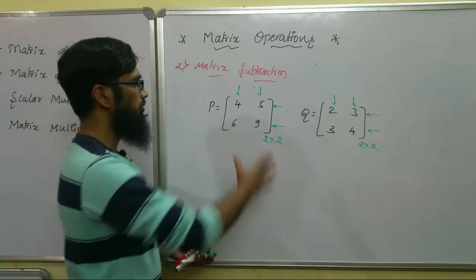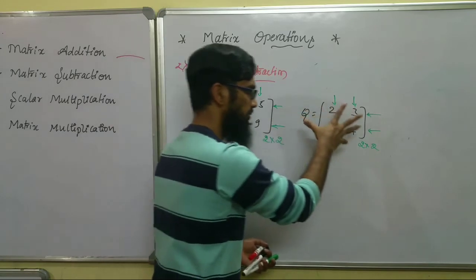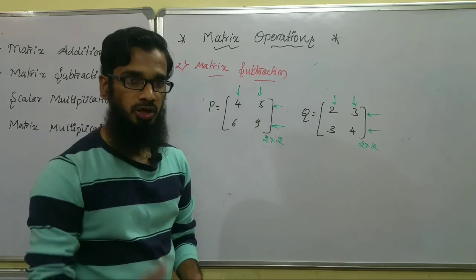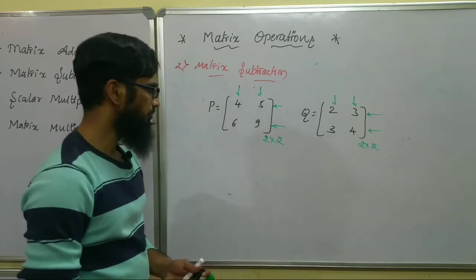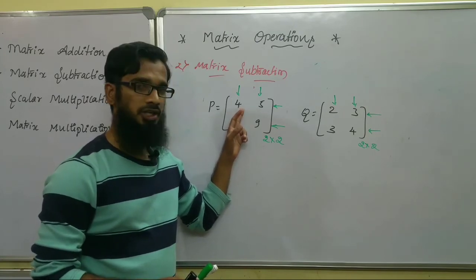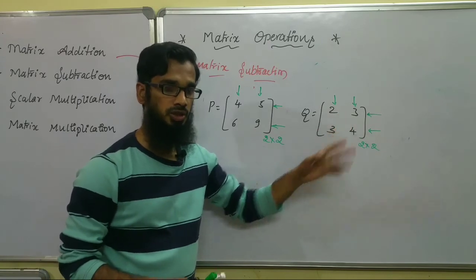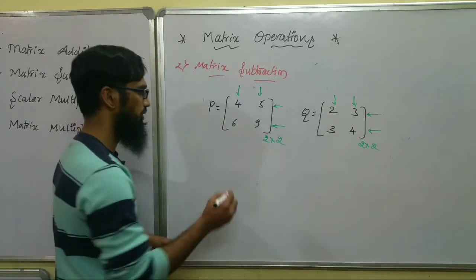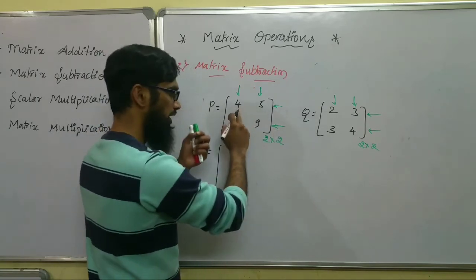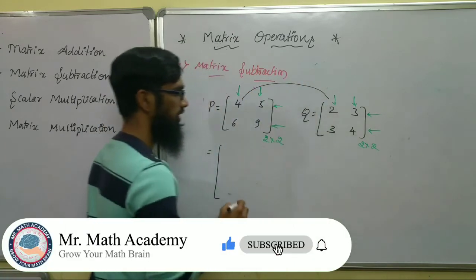Now what we have to do, we have to do the subtraction here. So subtraction means I need to subtract the elements of Q from the elements of P with corresponding elements. So this is the first row, first column element of P. I need to subtract the first row, first column element of Q here. So that is how we can subtract the elements. So from P I need to subtract the elements of Q, taking the corresponding elements.